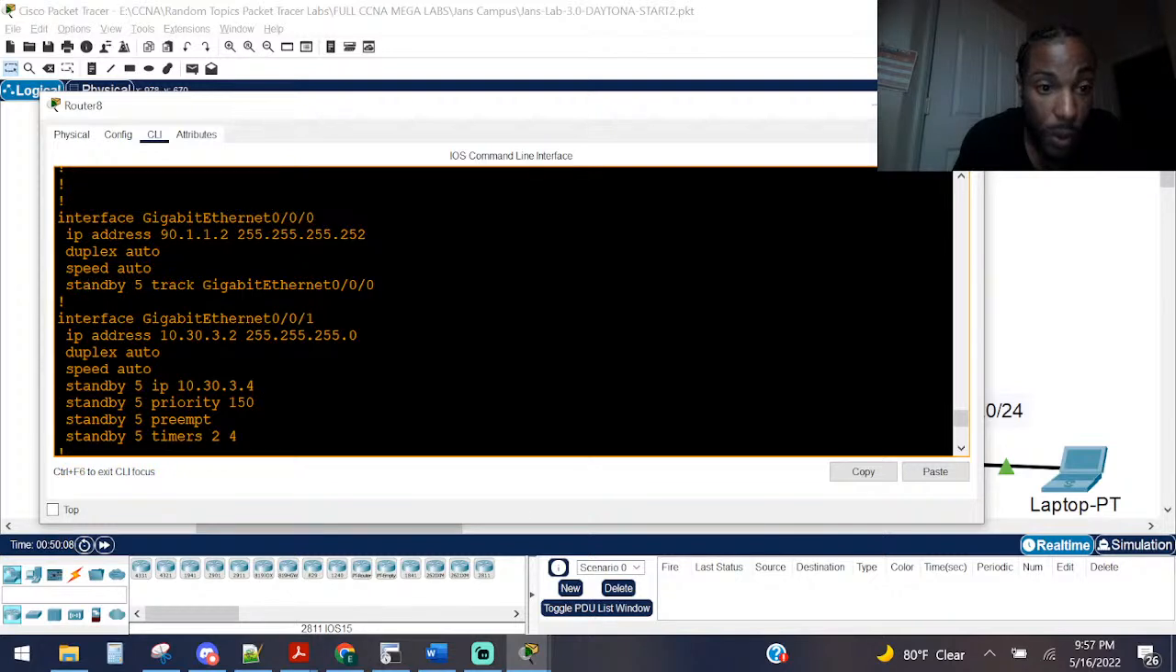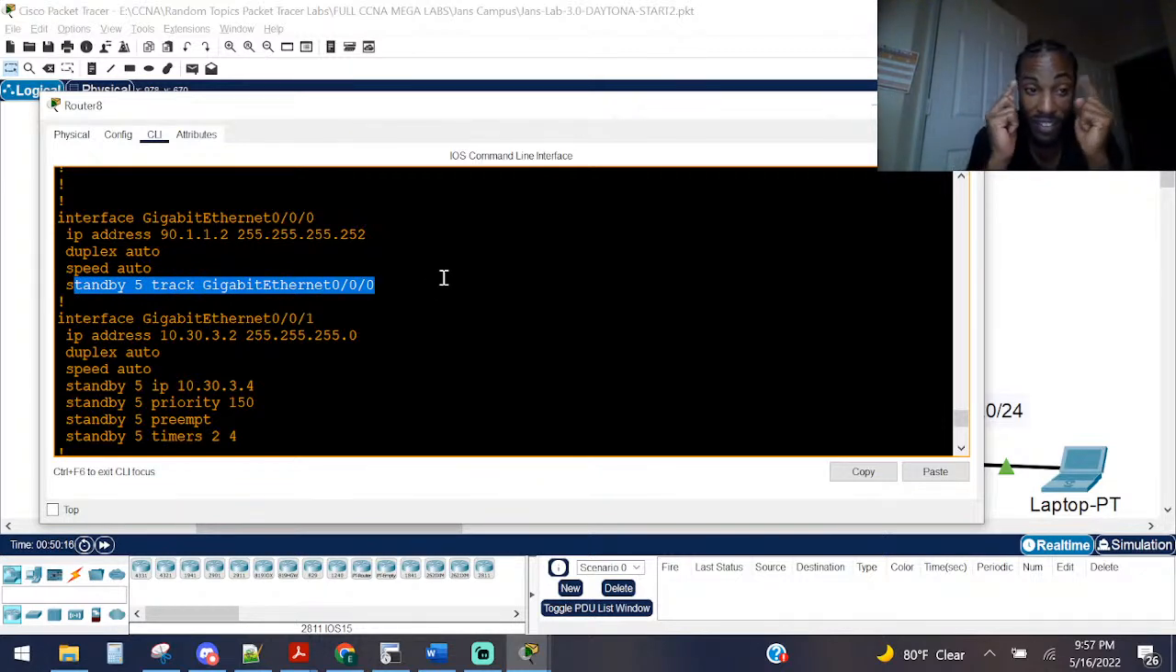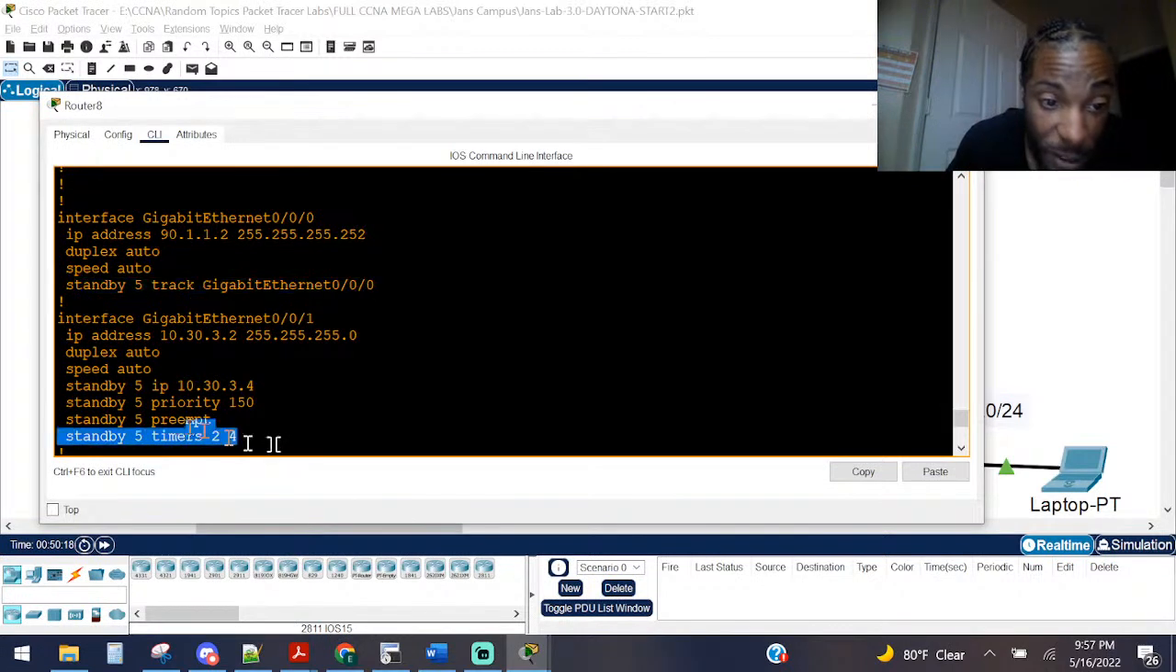That is wrong. What I meant to do is go to the other interface and standby track 5. So that is wrong. I'm glad I did the show run. See, that is why we got to verify. This command that I put in here needs to be down there. So let's go ahead and erase that.